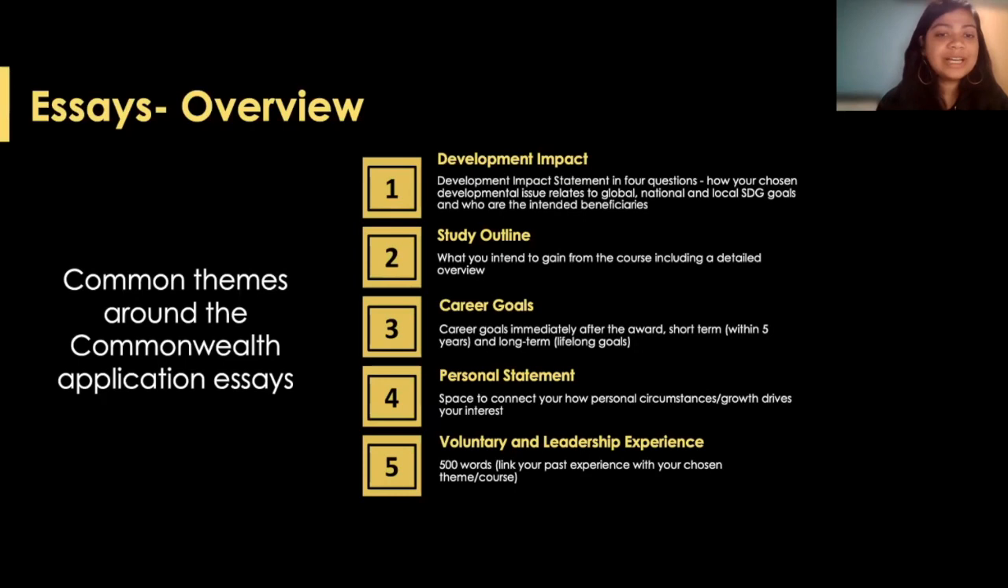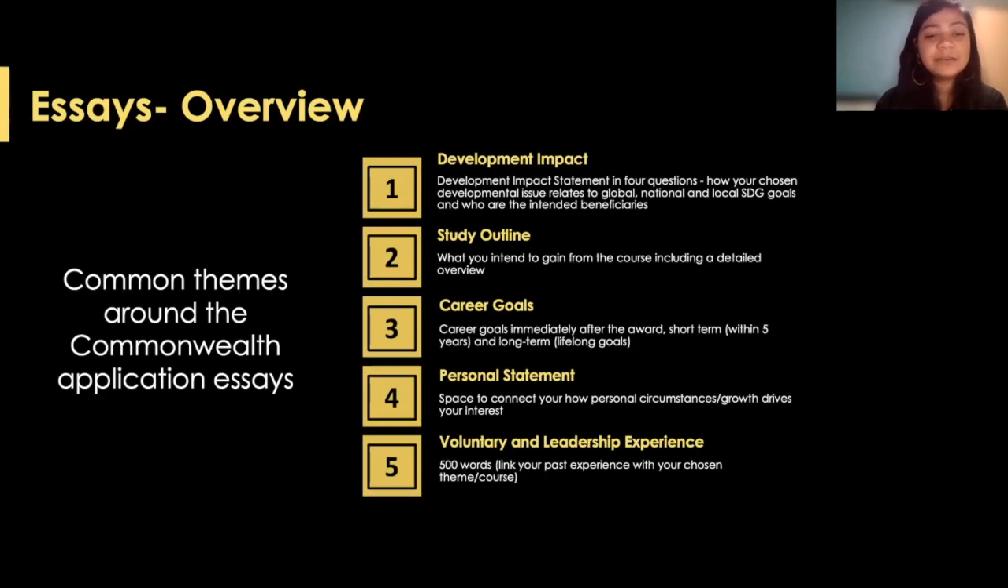Through your study outline, the committee wants to understand what you intend to gain from the course and what you intend to do after your course. The career goals essays are divided into what you intend to do immediately after the award, in the shorter term, and in the longer term. So there's a lot of career planning involved. For those of you who are confused about what to do, through answering these essay questions, you will definitely find some answers as to what some of those possibilities could be.